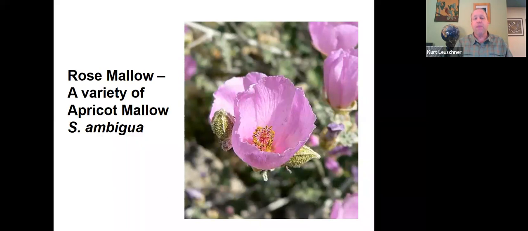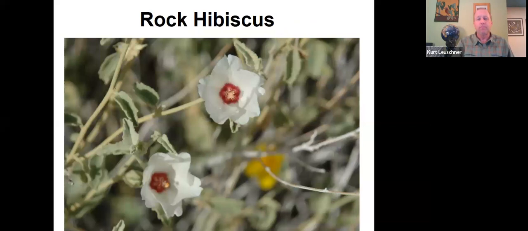And here's a variety of the apricot mallow. One of the reasons the scientific name of the apricot mallow is ambigua is that it refers to this variation in the flower color. It's not always apricot. Sometimes it's more of a rose color or pink. Same species, different variation. Now here's another member of that same family with almost the same kind of crunkled leaf and fuzziness. But this is a different species, and it's called the rock hibiscus. It's not common. If we're lucky, we might find one in the low desert on Sunday.